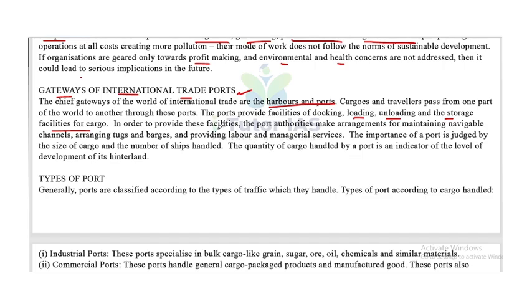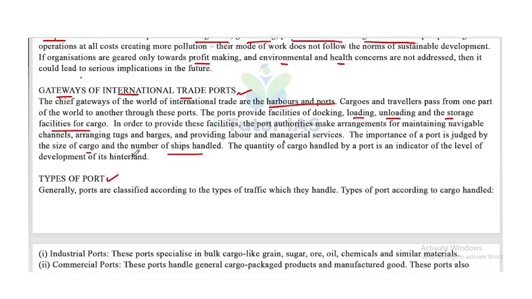In order to provide these facilities, the port authorities make arrangements for maintaining navigable channels, arranging tugs and barges, and providing labor and managerial services. The importance of a port is judged by the size of cargo and the number of ships handled. The quantity of cargo handled by a port is an indicator of the level of development of its hinterland.